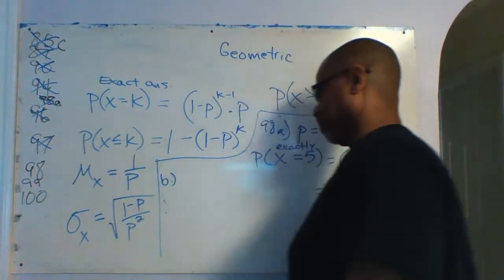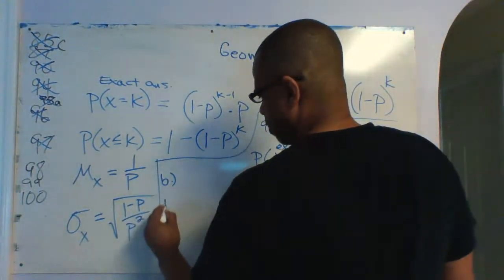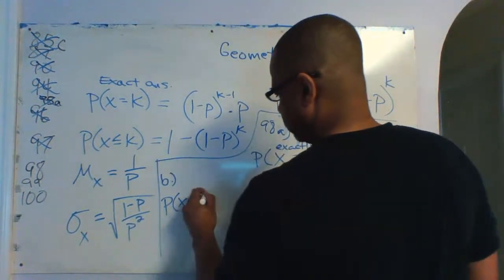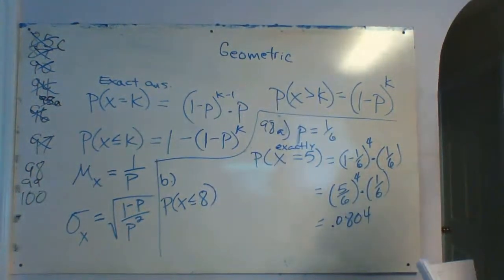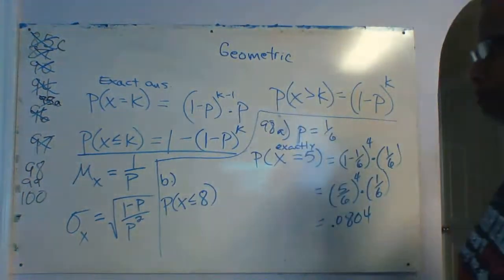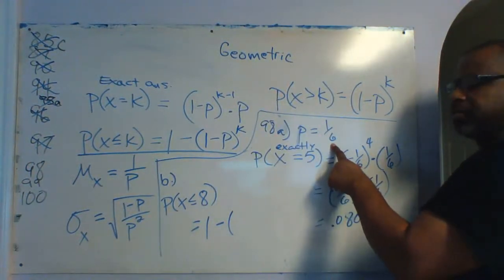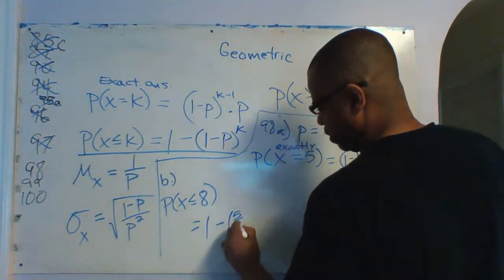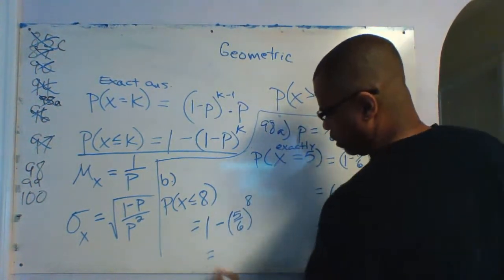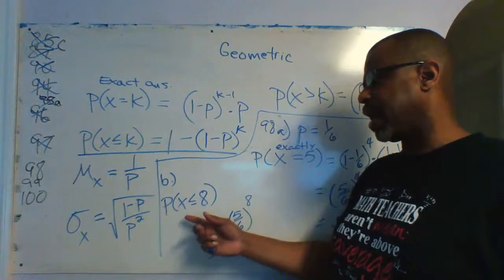All right, let's do the B part. For number 98, we're looking for the probability that X is less than or equal to 8. If it's less than or equal to 8, we can use this formula right here. So what we're going to do is 1 minus, we have our failure. Since our success was 1/6, our failure is going to be 5/6, and we're going to raise that to the power of 8.